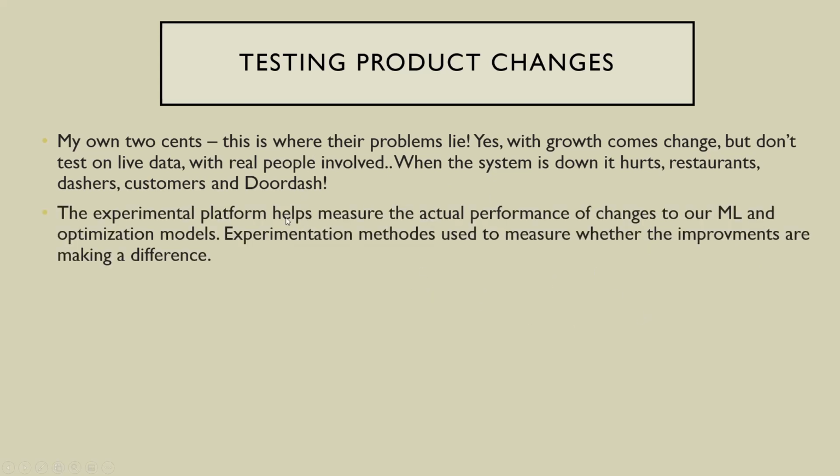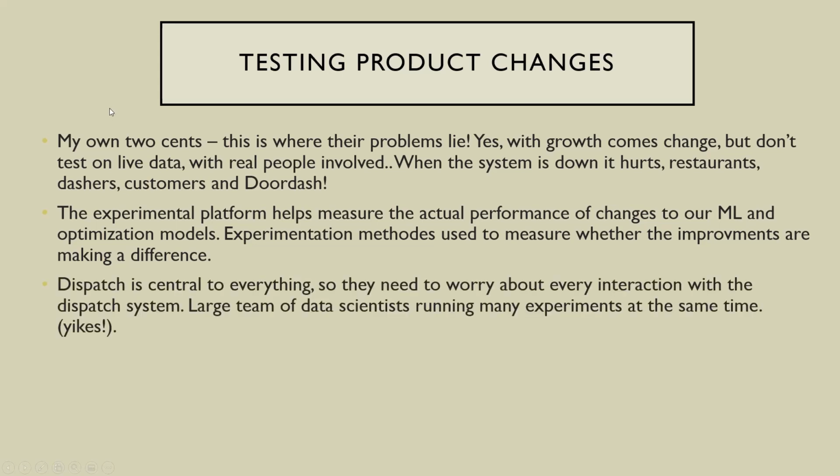The experimental platform helps measure the actual performance of changes to our machine learning and optimization models. Experimentation methods are used to measure whether the improvements are making a difference. So they actually experiment while we are out there working. They're experimenting on us. Dispatch is central to everything, so they need to worry about every interaction with the dispatch system. A large team of data scientists runs many experiments all at the same time.